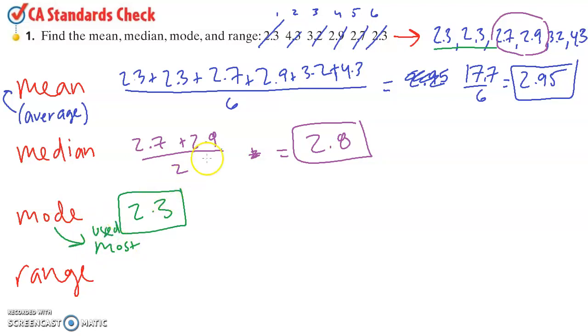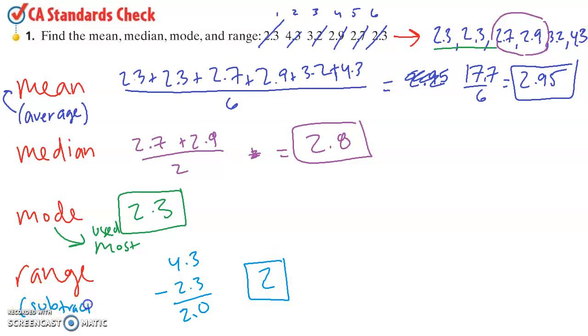All right. And then the range is just going to be a subtraction problem. It's just going to be the biggest number, 4.3, minus the smallest number, 2.3, which is going to be 2.0, or plainly 2. All right, so this is just going to be subtraction, from the biggest number minus the smallest number.